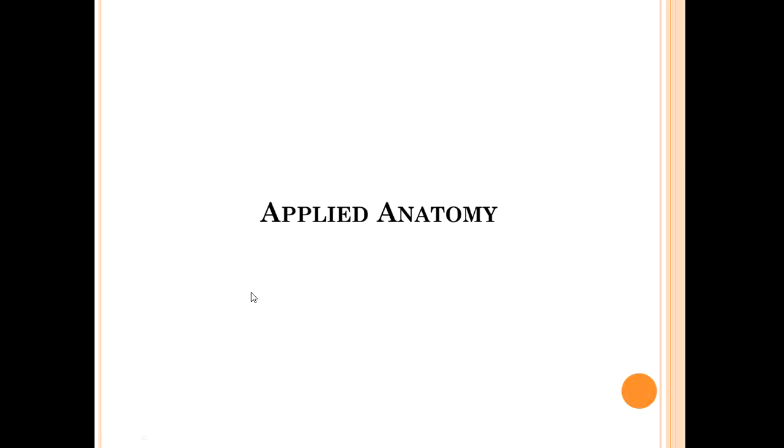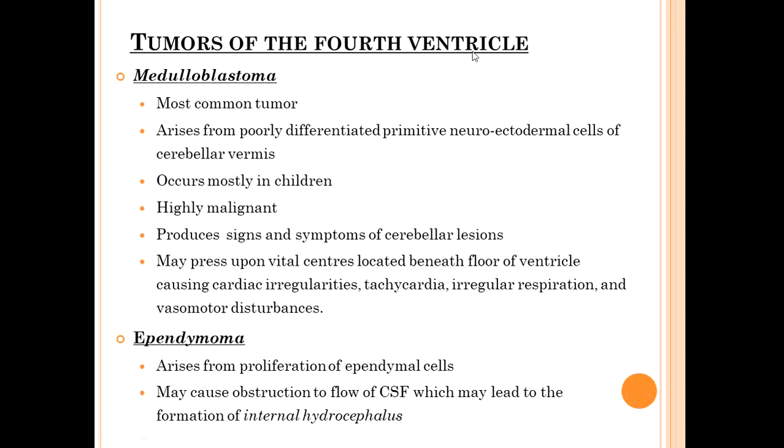Okay, then what is the applied anatomy? First is tumor of fourth ventricle. These are two tumor examples, one is medulloblastoma, another one is ependymoma. Medulloblastoma is the most common tumor. It arises from poorly differentiated primitive neuroectodermal cells. Okay, it occurs in children, highly malignant, produces sign and symptom of cerebellar lesion.